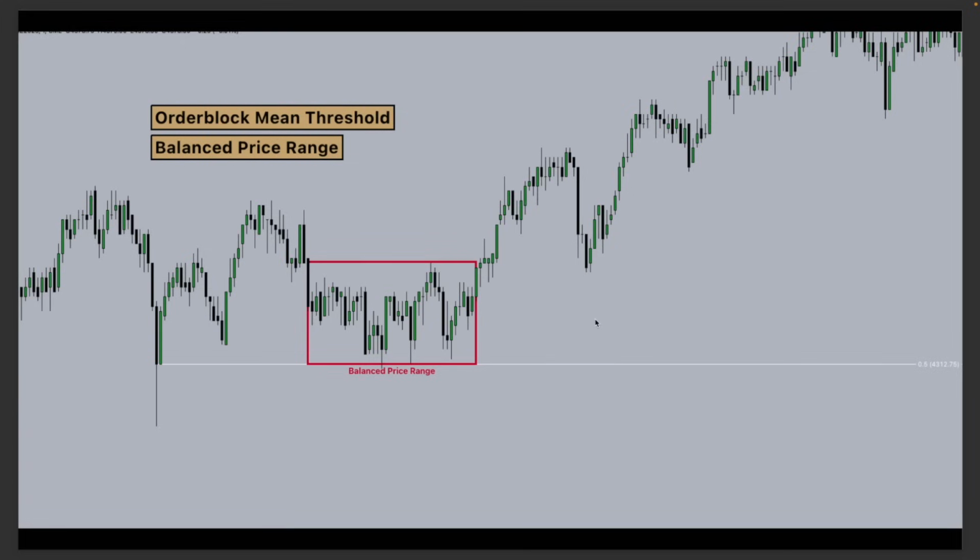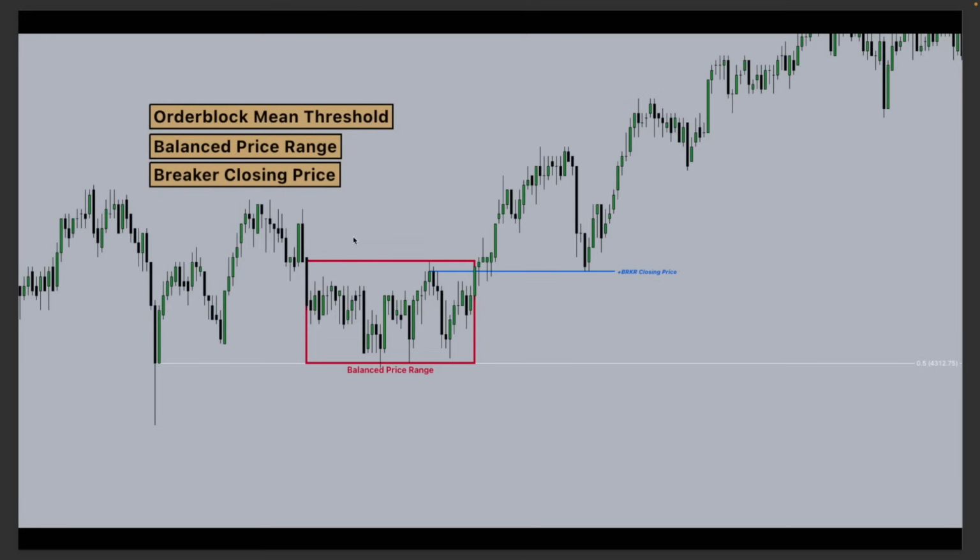Okay? So it is reasonable after the bounce off of the mean threshold of this bullish order block and this becoming a balanced price range, it's reasonable for us to expect price to find support here and not come back down into this balanced price range. Okay? Now looking into this further, what else do we see after we create this balanced price range, after we expand away from this structure? What is this retracement doing? Coming back to the top portion of this balanced price range, but more specifically, the breaker closing price.